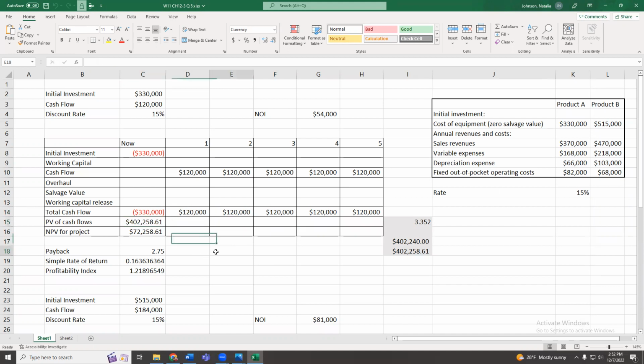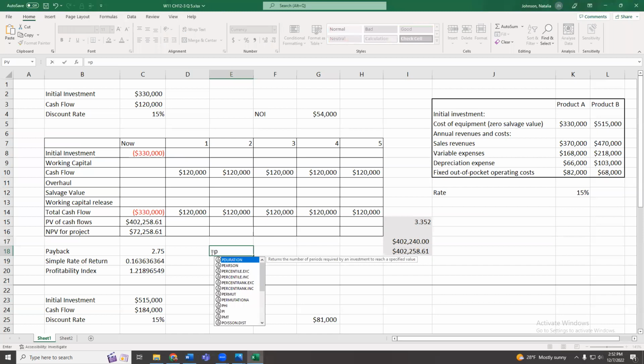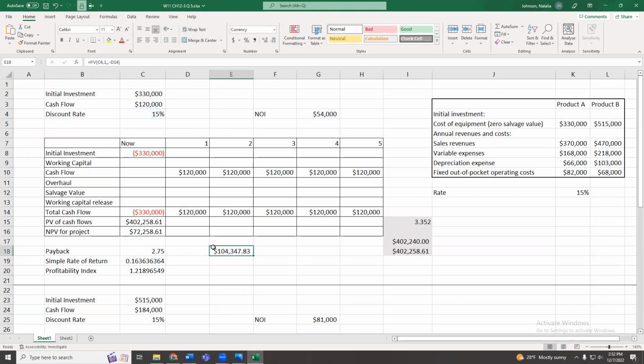And that is true. If we do a present value formula with any rate, it doesn't matter, any year, let's say 1, and a future value like 120, then 104,000 is less than 120,000, so that is true.